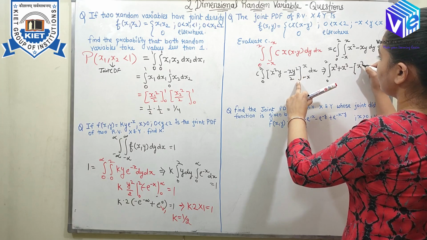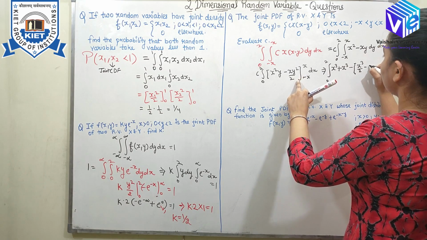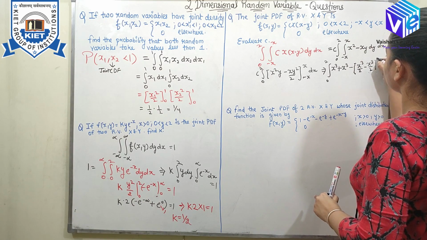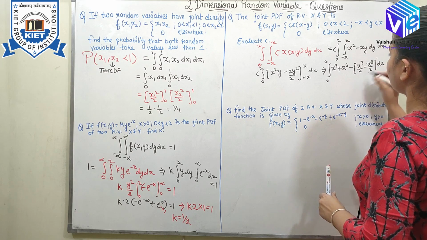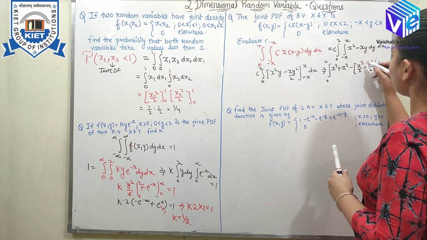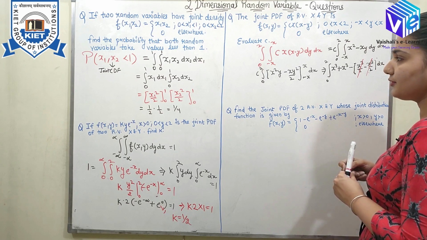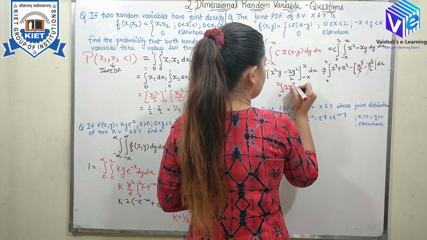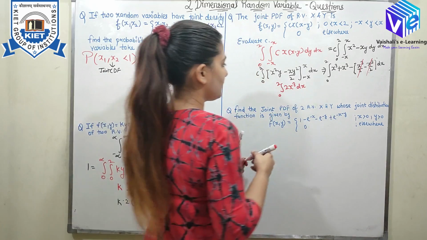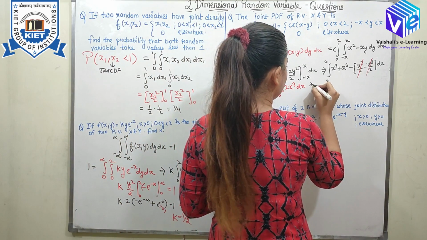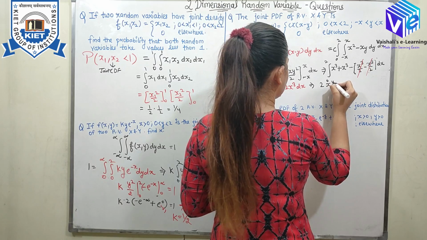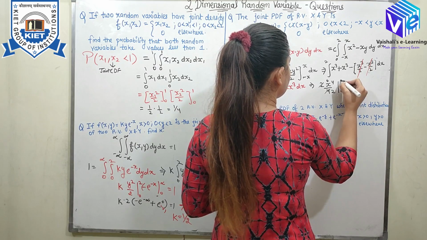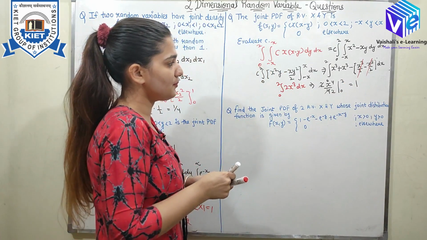So x cube by 2 minus x cube by 2, dx. Now x cube by 2 minus x cube by 2 will cancel out. So now it is integral from 0 to 2 of 2x cube dx. When I find the integration, it is equal to 2x to the power 4 upon 4, from 0 to 2. So the integration would be equal to 8.